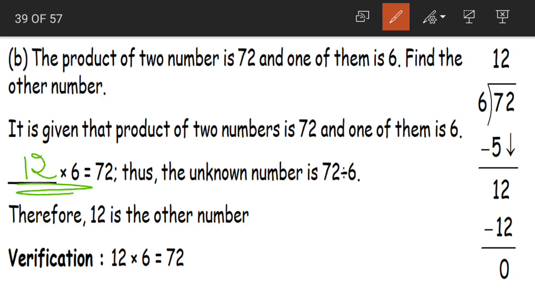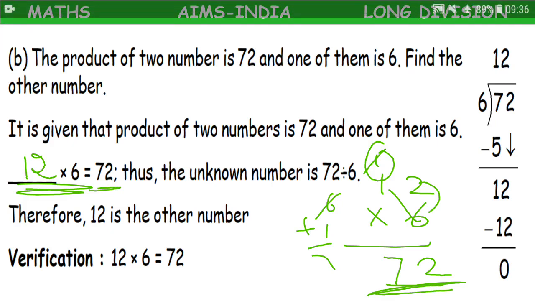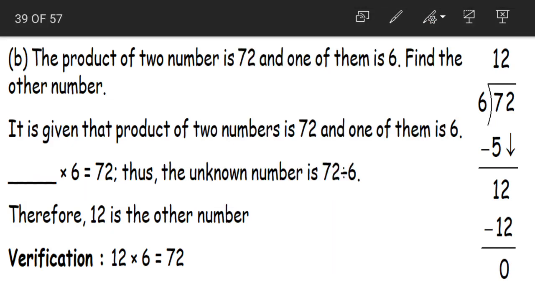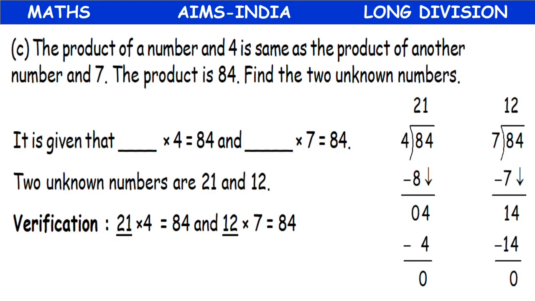Yes, we can verify. 12 into 6. 6 2s are 12, 1 carried, 6 1s are 6 plus 1 becomes 7. So what is our product? 72. Yes, that is what was given in the question as well. Clear, children? How to use division and multiplication in a single problem.